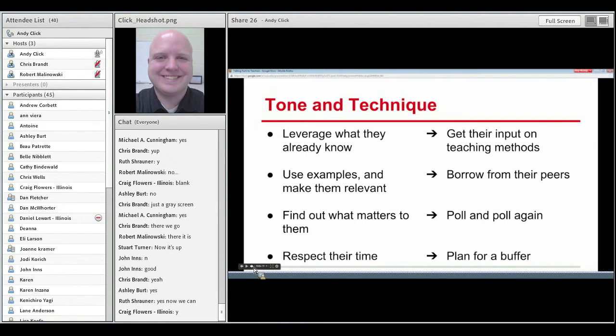And then respect their time. We talked about that a lot. The time is the big issue, especially for workshops. You're often going to find yourself starting late to allow stragglers to get in and get caught up, and you have those pauses that we talked about. Always try to end on time. That means having a buffer.